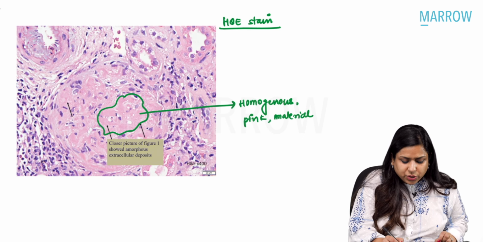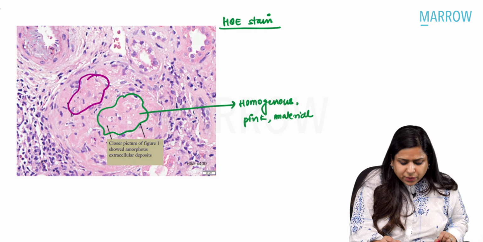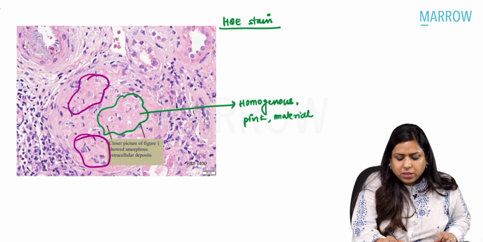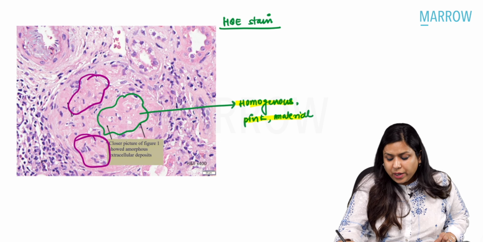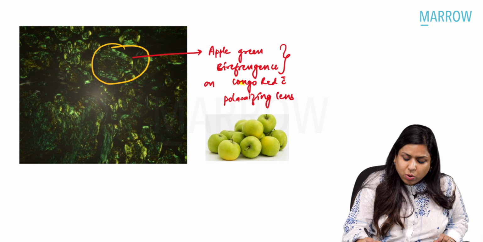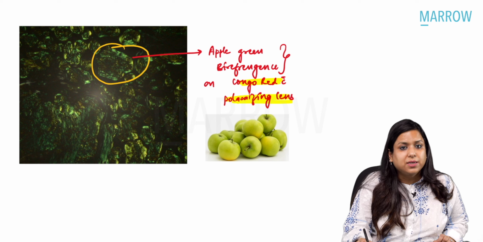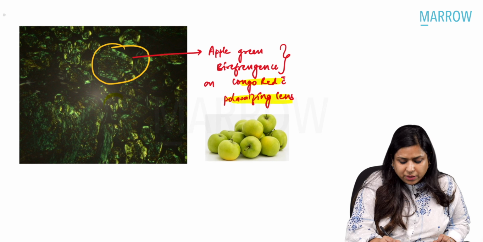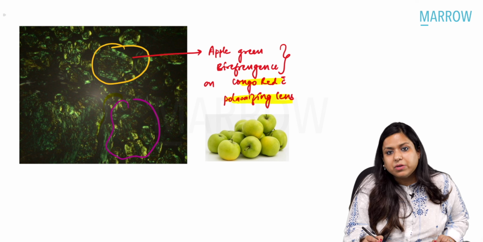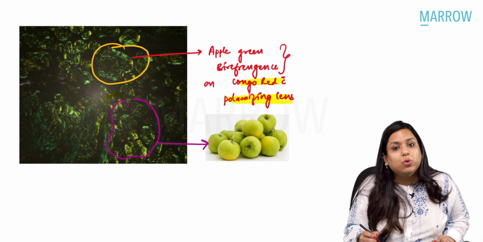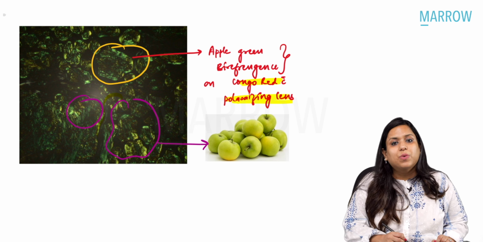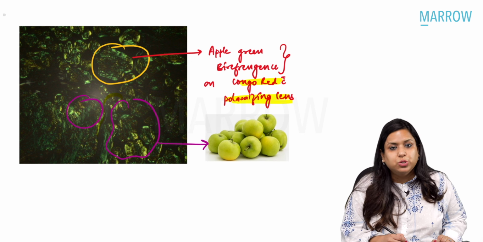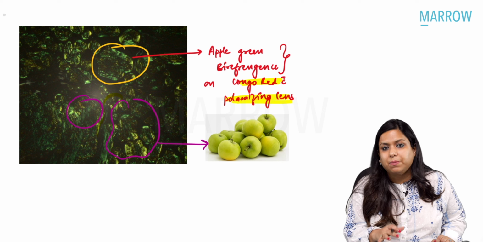What kind of material do you see here? This is a kidney biopsy. Can you appreciate this pink material? This homogeneous pink material is basically amyloid, and when I do a special stain, that is Congo red, under polarizing lens, I will see an apple green color. Why do we call it apple green birefringence? Because it looks like golden apples or green apples. That is why the color looks similar to that. Understood? This is another image that can be asked.